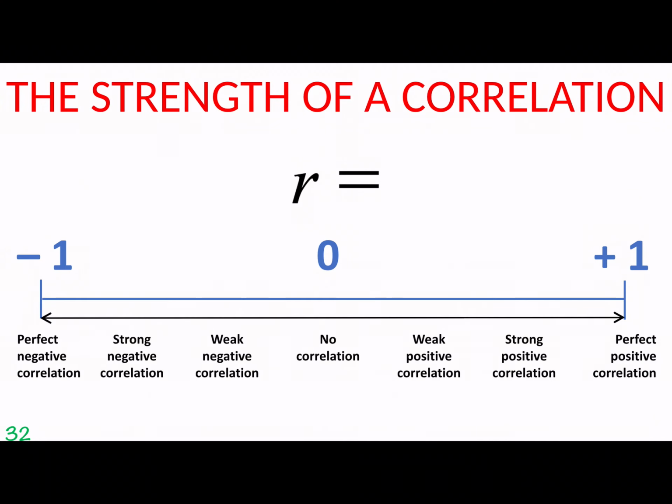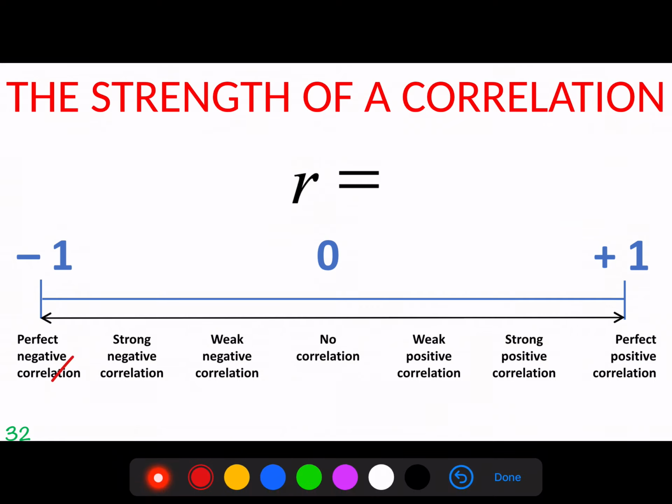If it's -1, then you have a perfect negative correlation. So as one factor increases, the other decreases in perfect proportion. And the opposite is true for +1. As one goes up, the other goes up. As one goes down, the other goes down. If it's 0, I'm afraid you've got no correlation whatsoever, which is unlikely. The majority of us will have correlations which are described as weak and strong.